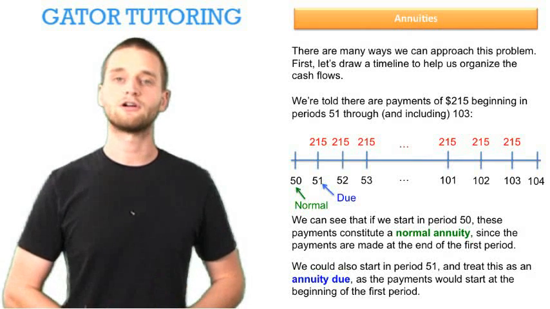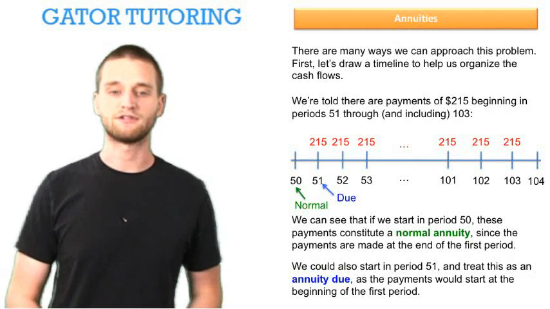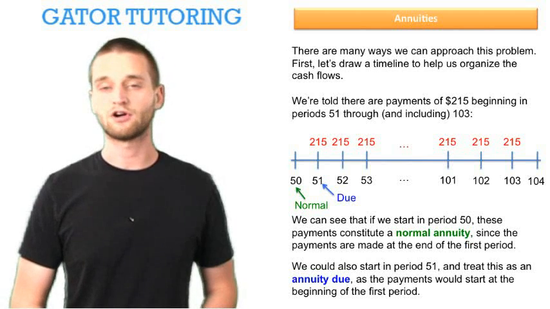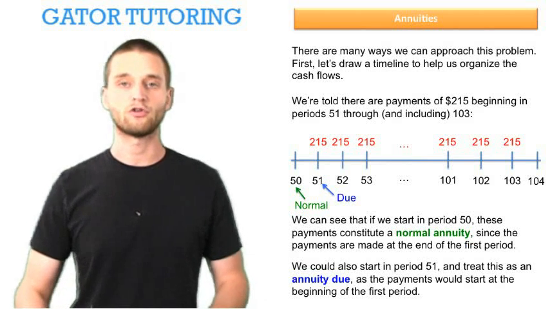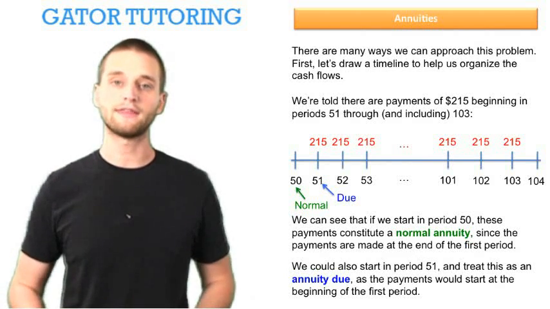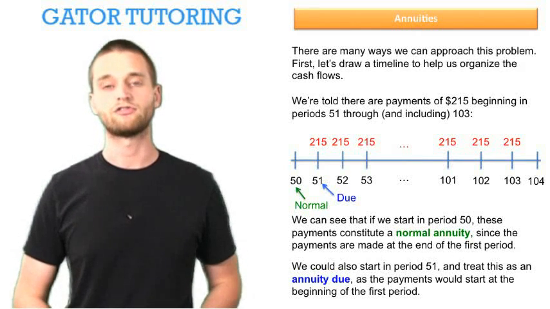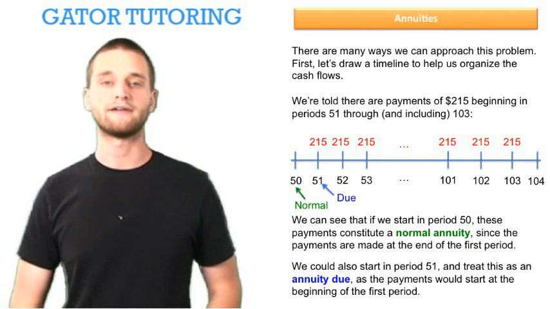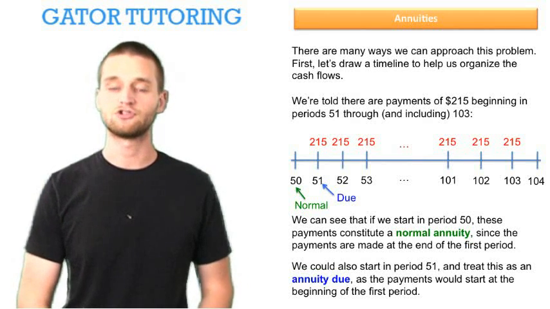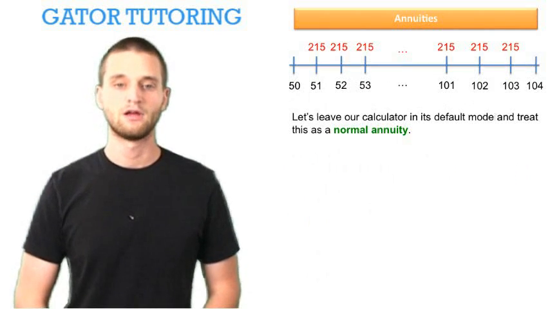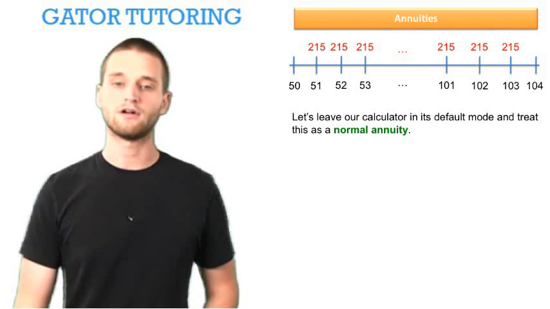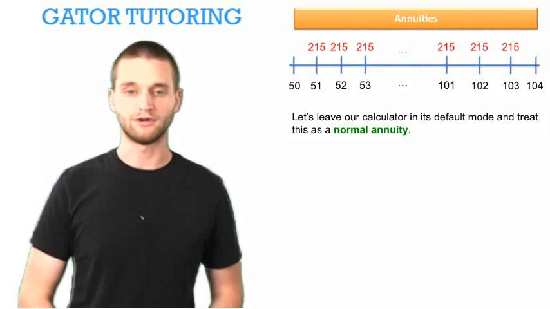Now we could also start in period 51 and treat this as an annuity due, as the payments would start at the beginning of the first period. So if we were standing on period 51, we call that the present. The first payment of $215 occurs today. So if we wanted to treat it like that, we would have to set our calculator mode to begin and treat it as an annuity due. Let's just leave our calculator in its default mode and treat this as a normal annuity.